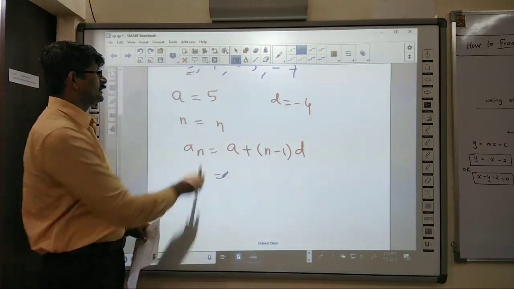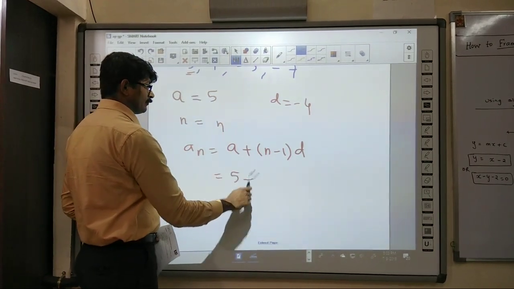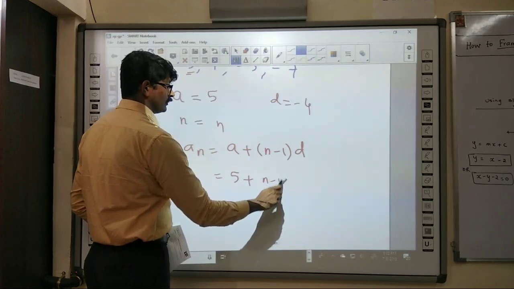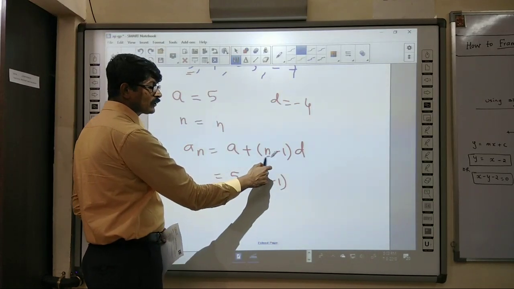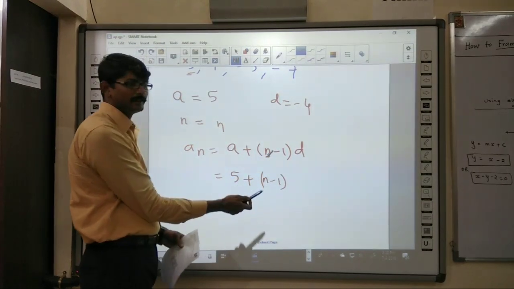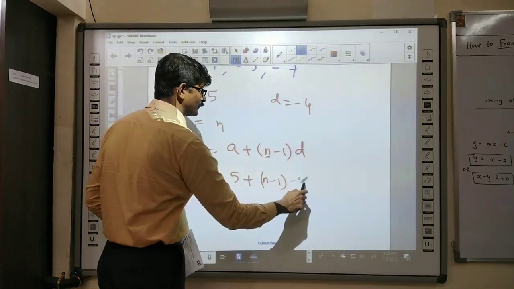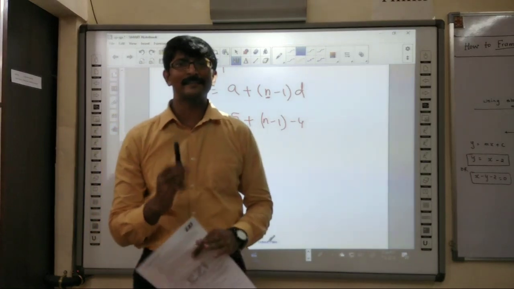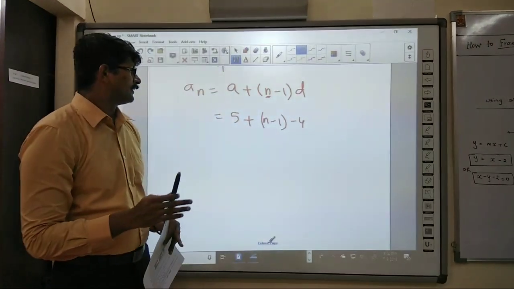So a in this case is 5 plus n minus 1, into, because we do not know n, I have written n as it is. And d is minus 4. So students, always remember that take care of signs and signs will take care of your result.